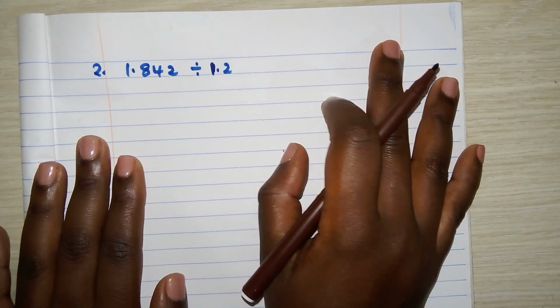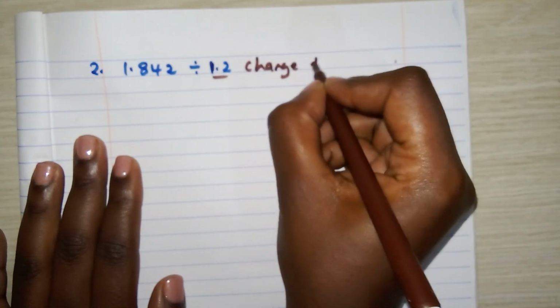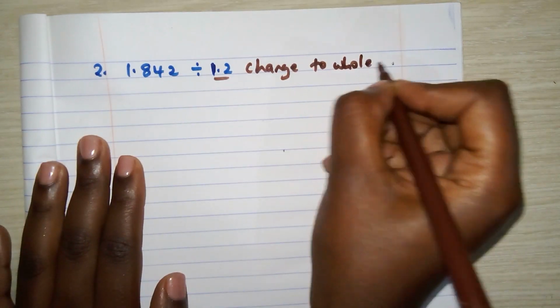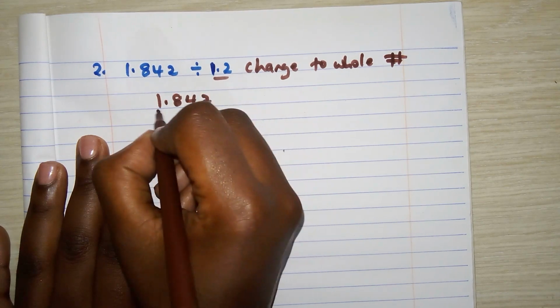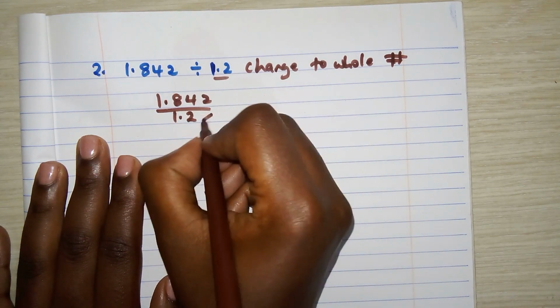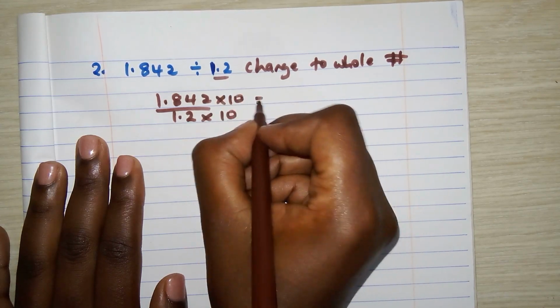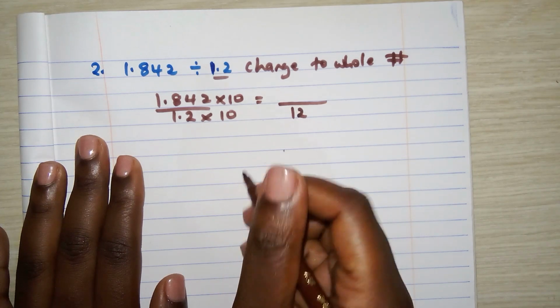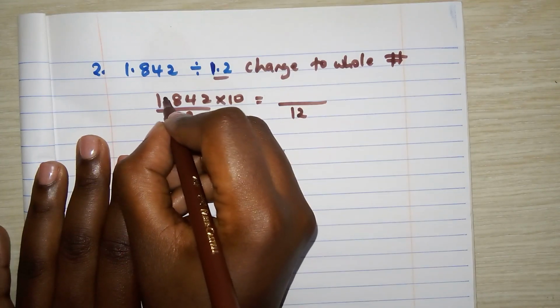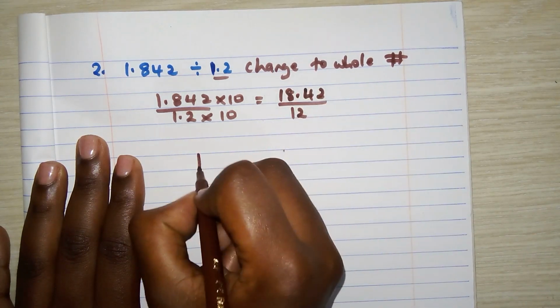1.842 divided by 1.2. So change to a whole number. So we write it in this format, over 1.2. So we do times 10 because it's 1 dp, and times 10 on top. So 1 dp, it moves there, it becomes 12. Then this one, the decimal point will move here, so it becomes 18.42.